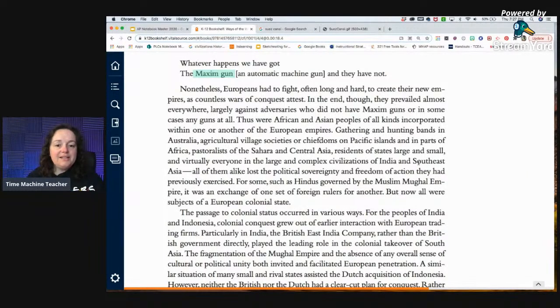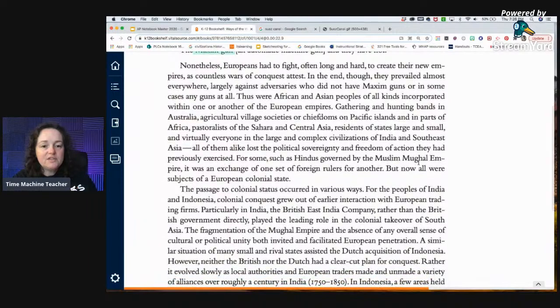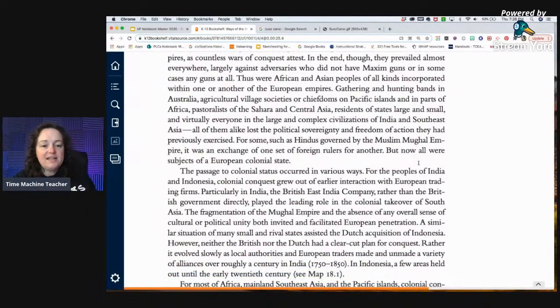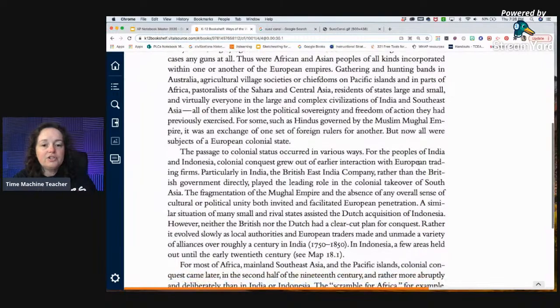And it says, nonetheless, Europeans had to fight, often long and hard, to create their new empires, as countless wars of conquest attest. In the end, though, they prevailed almost everywhere, largely against adversaries who did not have the Maxim gun, or in some cases, any guns at all. Thus were African and Asian people of all kinds incorporated within one or another of the European empires. Gathering and hunting bands in Australia, agricultural village societies or chiefdoms on Pacific islands and in parts of Africa, pastoralists of the Sahara and Central Asia, residents of states, large and small, and virtually everyone in the large and complex civilizations of India and Southeast Asia.